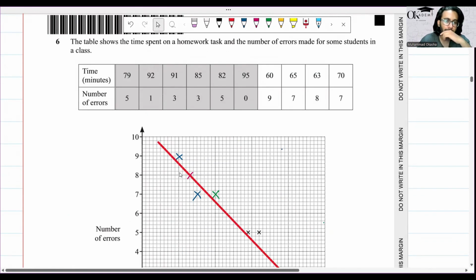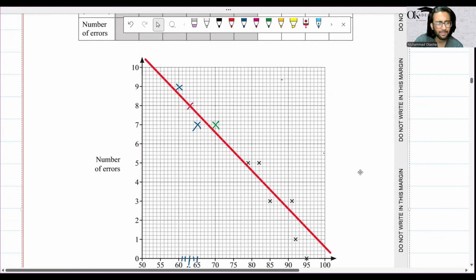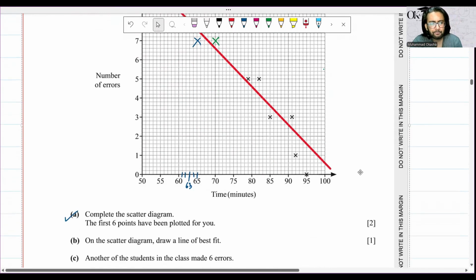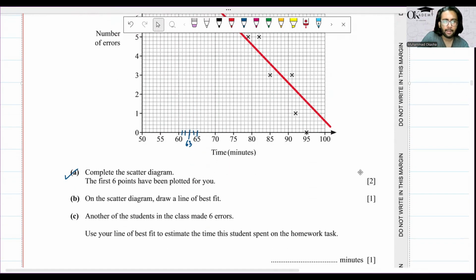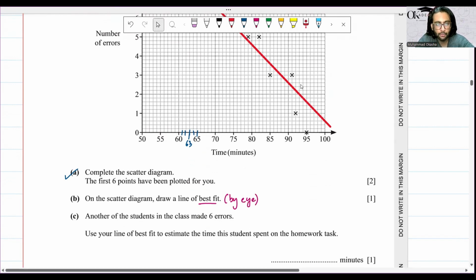This is my line of best fit. Yours could look slightly different from it. That's totally fine, because you have to draw it by eye. You're not in A level, so you don't have to draw an exact line with coordinates and measures. In O levels, you only have to draw the line of best fit by eye. So in other words, whatever you see fit. Make sure that it shows a downward trend.